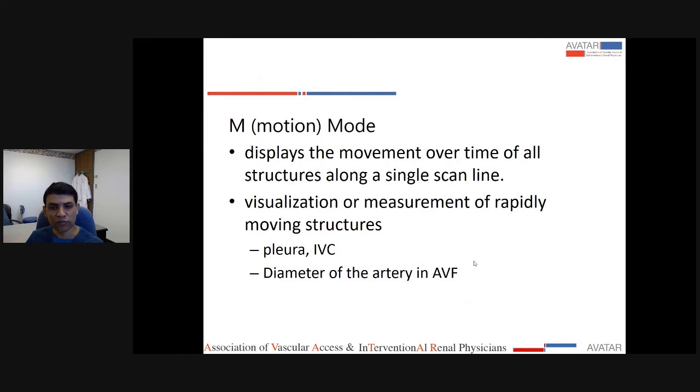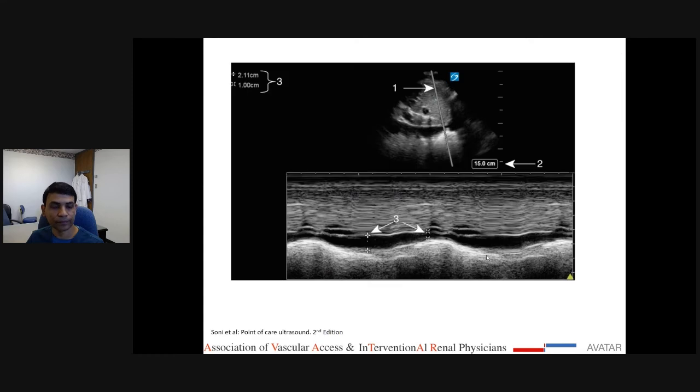M mode displays the movement of a particular section of a structure along a single scan line. Basically, it helps us look at and measure movement of rapidly moving structures. For example, we can look at the cardiac valves, the pleura, the IVC. I use it to measure the diameter of the artery in a fistula, simply because the artery will dilate with systole and narrow down with diastole.